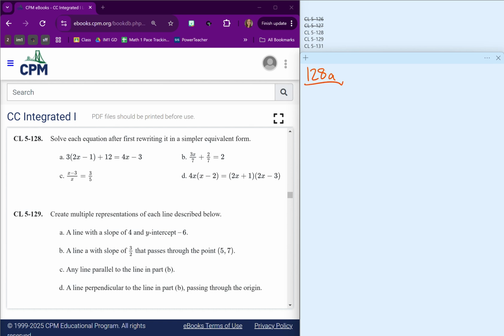Okay, when we're on 128A, I see numbers on the outside of parentheses. That to me is an indicator that I'm going to have to use the distributive property, which means multiply this 3 to everything inside the parentheses. So 3 times 2x is 6x. 3 times -1 is -3. Everything else just comes to the next step.